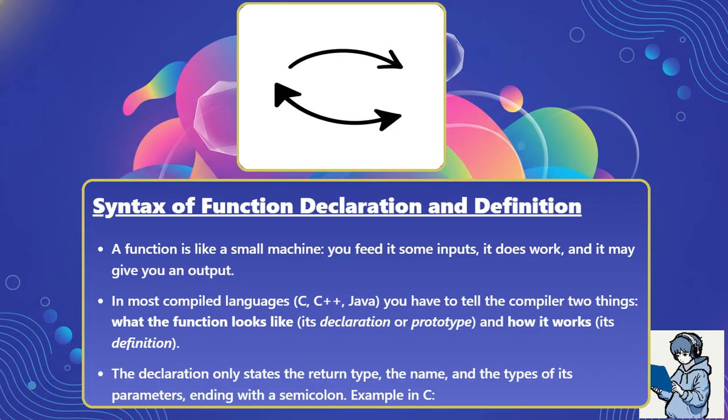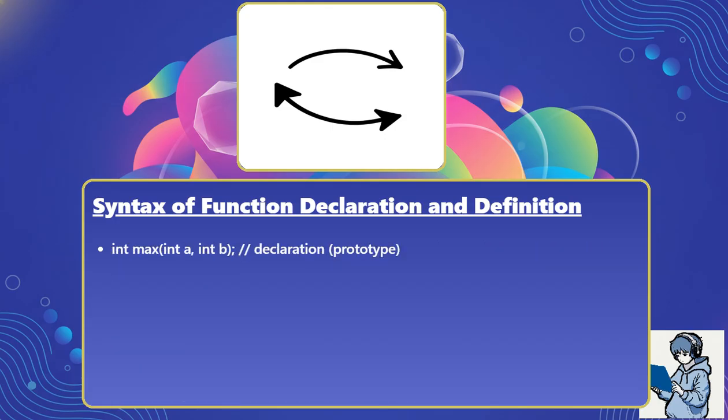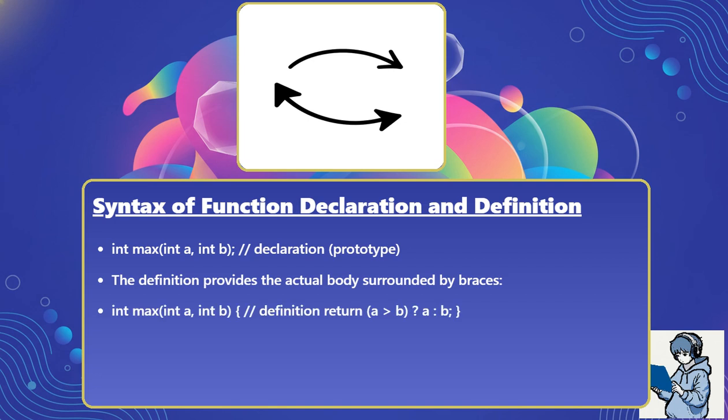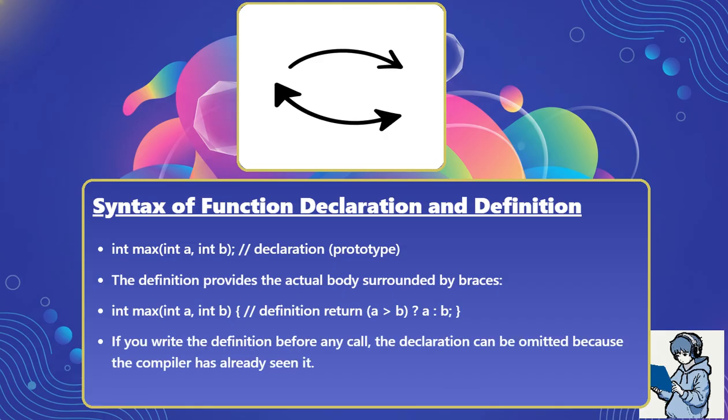The declaration only states the return type, the name, and the types of its parameters, ending with a semicolon. Example in C: int max(int a, int b); declaration, prototype. The definition provides the actual body surrounded by braces: int max(int a, int b) { return a > b ? a : b; }. If you write the definition before any call, the declaration can be omitted because the compiler has already seen it.